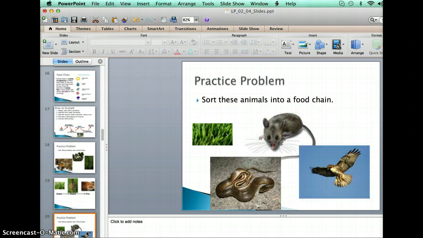Alright, sort these animals into a food chain. This is a mouse, by the way, a snake, and a hawk. Take about 30 more seconds. After you sort them into the food chain, label the producers, the consumers, and the decomposer if there is one.